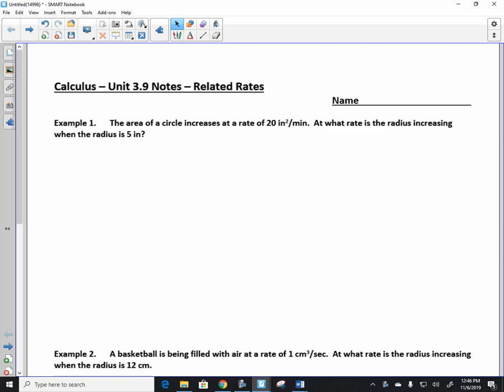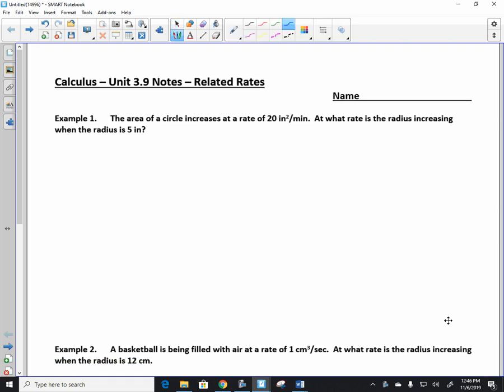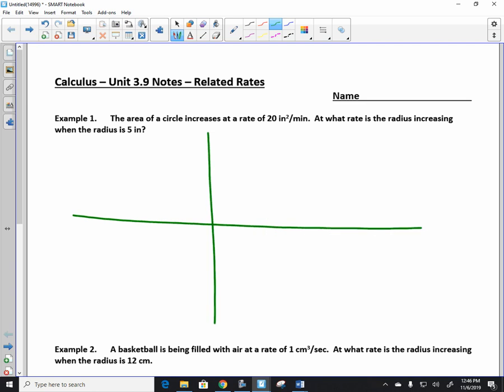And I like to take these problems, throw them away. I like to start with a little bit of a descriptor and understanding of what's changing. The circle's getting bigger, correct? It says it's increasing at a constant rate.